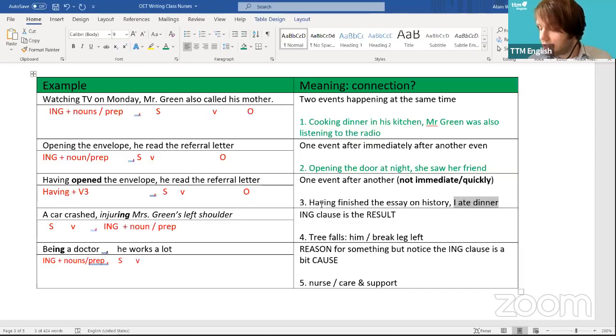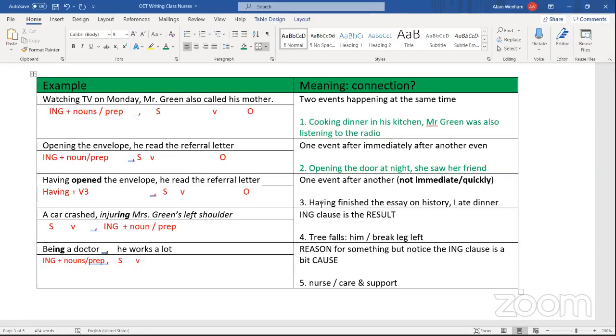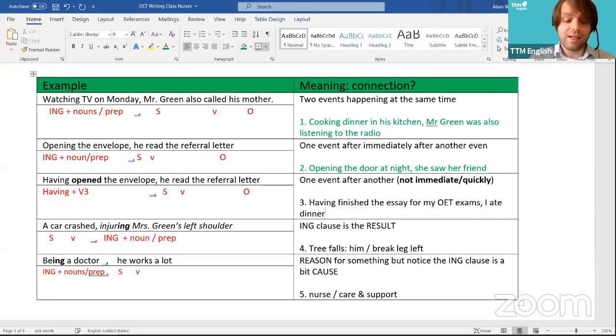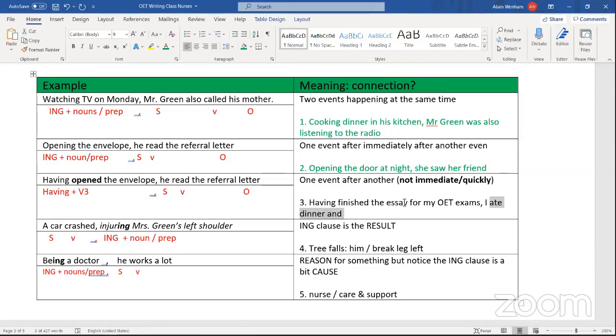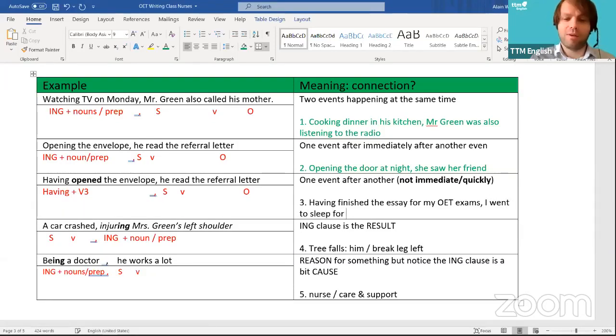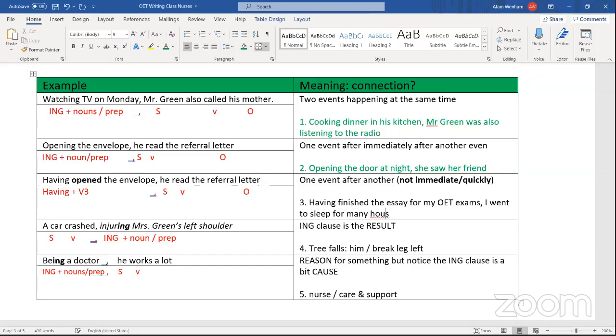Microphone off. Rija, are you there? Rija and Anna. Okay, so yes, Doctor. Jasmine has a question quickly, and then I'll get Rija. Can you use for in like a preposition? Let's say, having finished the essay for my OET exams, I ate dinner. Yeah, you can use any preposition you want for my OET exams. What do you do after your exams, guys? Don't you sleep? I went to sleep for many hours, because you're so tired. Apparently you get really tired on those days. Okay, thank you very much. So Rija, go on. Microphone off, Jasmine.